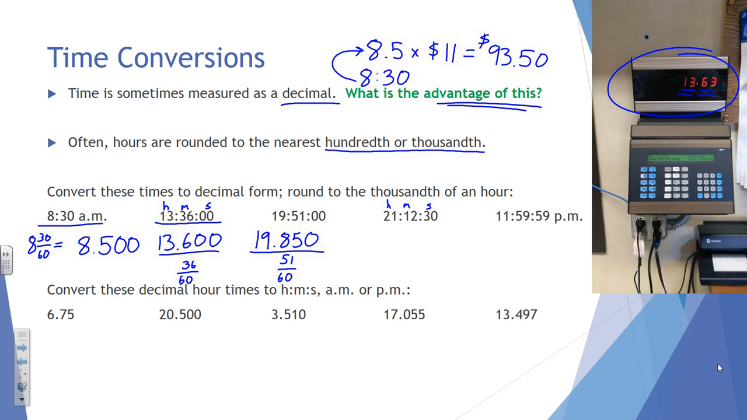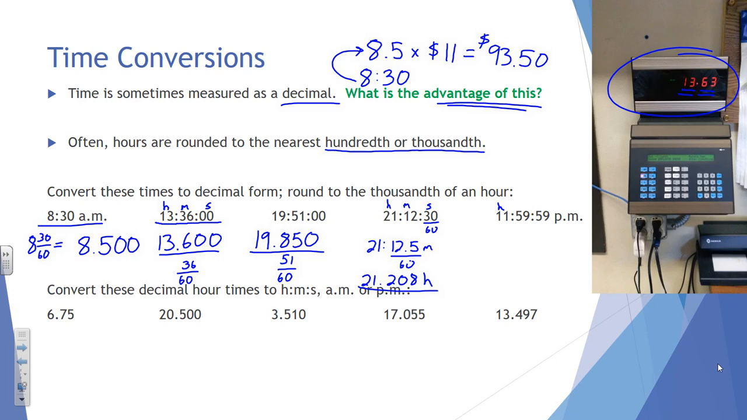21 hours, 12 minutes, and 30 seconds. We're going to have to do this in 2 stages. First of all, let's divide those 30 seconds by 60 and find that this is 21 hours and 12.5 minutes. Now we'll take that 12.5 and divide it by 60 and arrive at 21.208 hours.